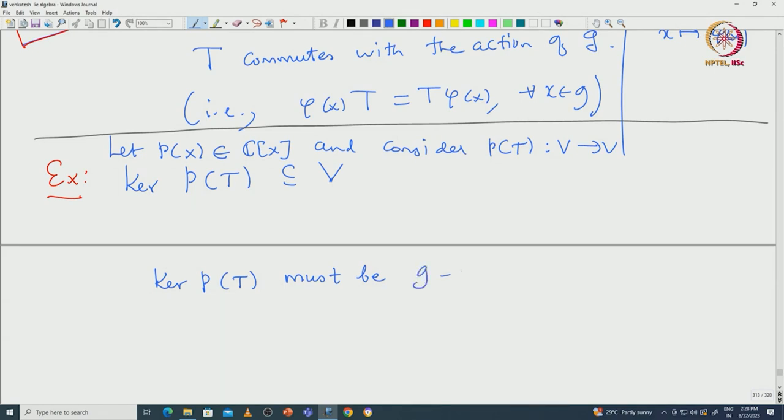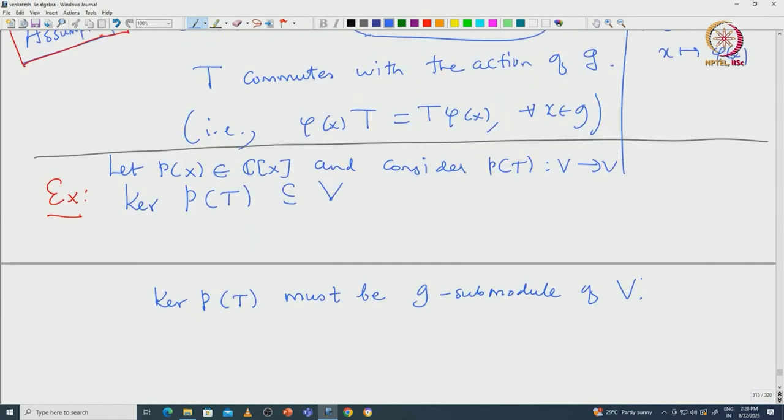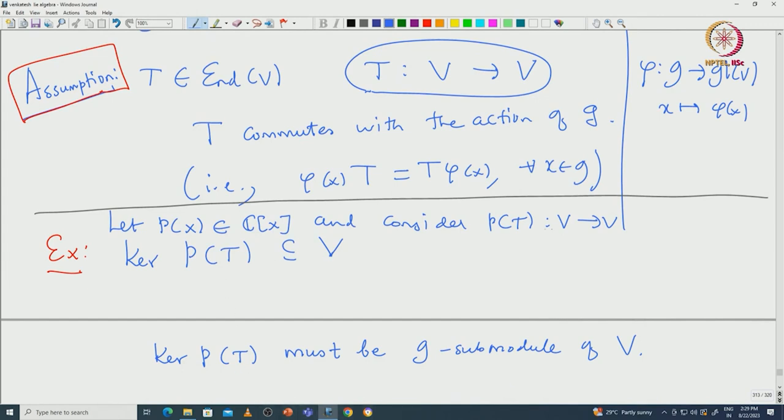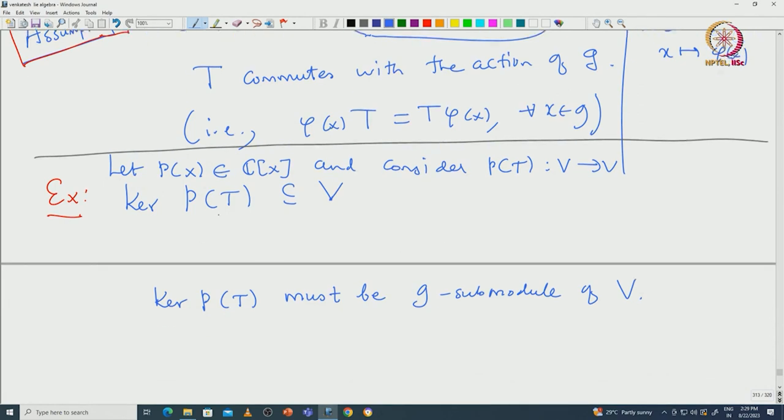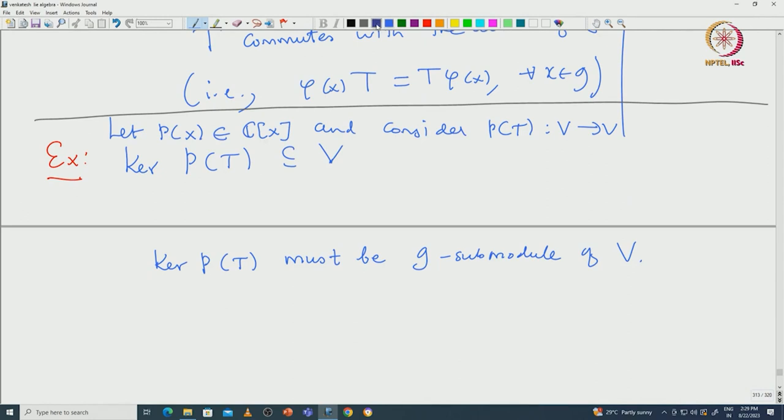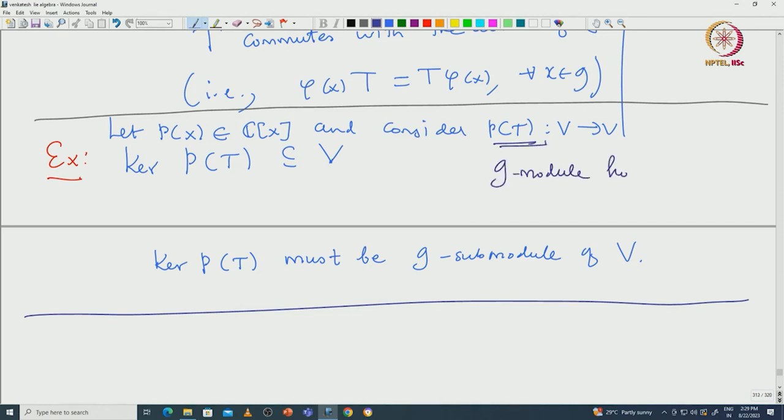G invariant, or a G submodule of capital V. Because this information that T commutes with phi of x makes T a G module homomorphism from V to V. In particular, this P of T will also become a G module homomorphism from V to V, because P of T will also commute with the action of G. So, that makes the kernel of P of T a submodule. Or otherwise you can check directly, there is no issue, but this is the reason: T commutes with phi of x for all x. So, that will imply P of T also commutes with phi of x for all x. That makes this map phi of P of T a G module homomorphism. So, that way we get the kernel of P of T as a G submodule.